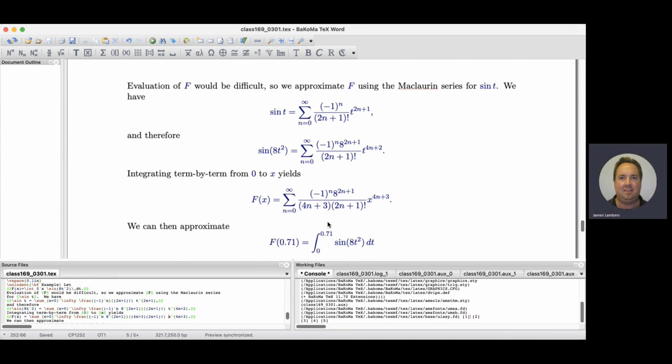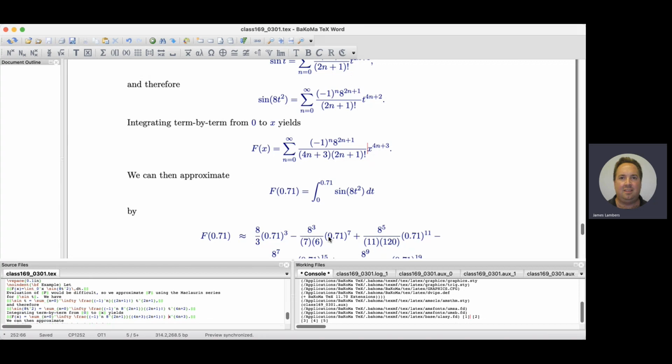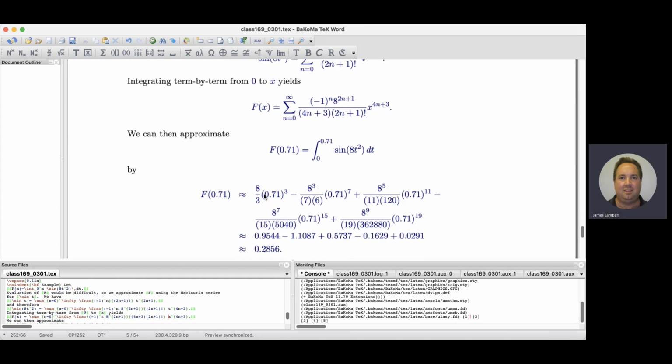Now, if I want to approximate, for example, capital F at a certain point, like x is 0.71, I fill in 0.71 for the upper limit. So I can evaluate terms of this series at x equal 0.71. In this case, what I've done is use the first 5 terms of the series, plugged in 0.71, and evaluated them. And this is my approximation of the integral. I'll admit it's not a great approximation.